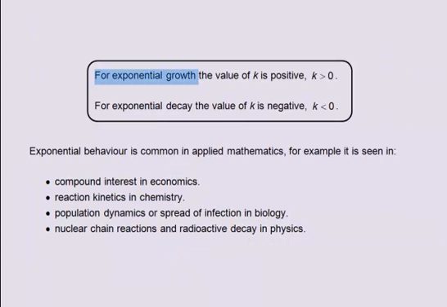For exponential growth, the value of k is positive. k is greater than 0. For exponential decay, the value of k is negative. k is less than 0. Exponential behaviour is common in applied mathematics. For example, it is seen in compound interest in economics, reaction kinetics in chemistry, population dynamics or spread of infection in biology, nuclear chain reactions and radioactive decays in physics.